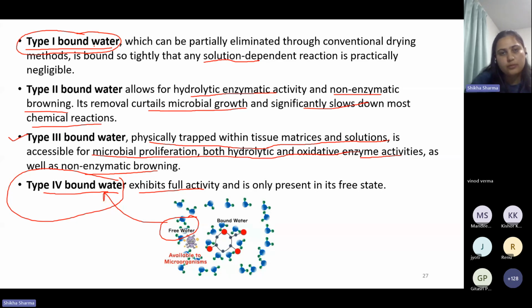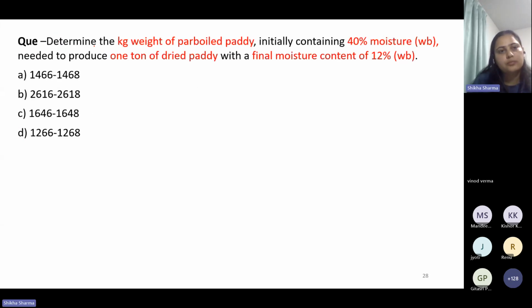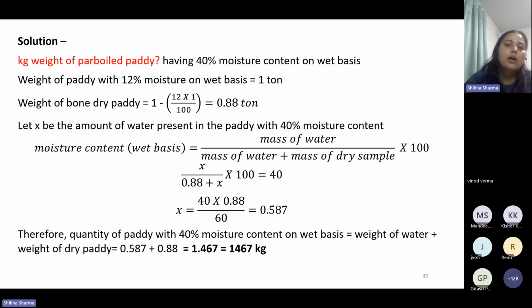So let's move to the next question, which is: determine the kg weight of the parboiled paddy initially containing 40% moisture on the wet basis needed to produce 1 ton of dried paddy with a final moisture content of 12% weight basis. So let's try to solve. The option A is correct. How is it correct? Let's see.